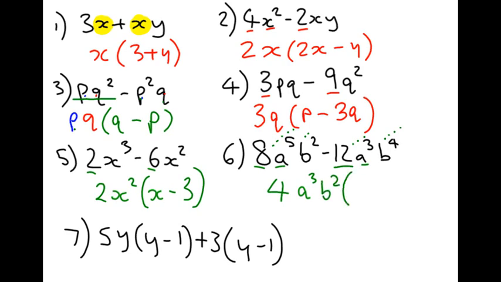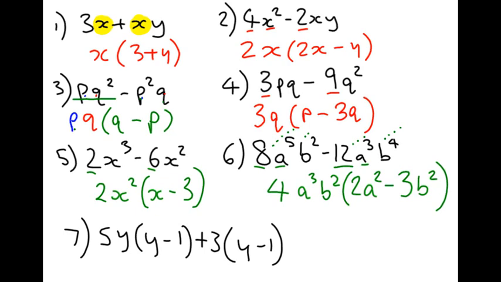What do we have to times 4a cubed b squared by to get 8a to the 5 b squared? Well, we need an extra 2 more a's to be multiplied, and we need the number 2 to be multiplied. So 2a squared. Okay. To get to 12, you need 3, 3 times 4. And we've already got our a's, but we need an extra b squared to get to b to the 4, and it's a negative.